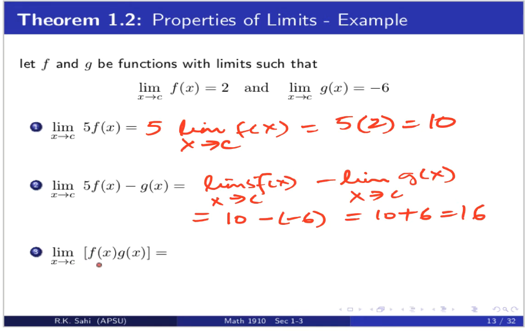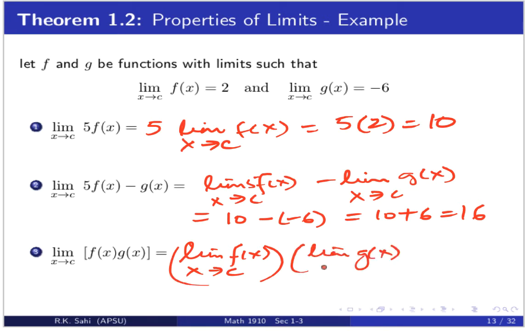Now third, the limit of the product of two functions as x approaches c is the same as multiplying their limit values: the limit of f(x) as x approaches c times the limit of g(x) as x approaches c. The final answer is 2 times minus 6, which is minus 12.